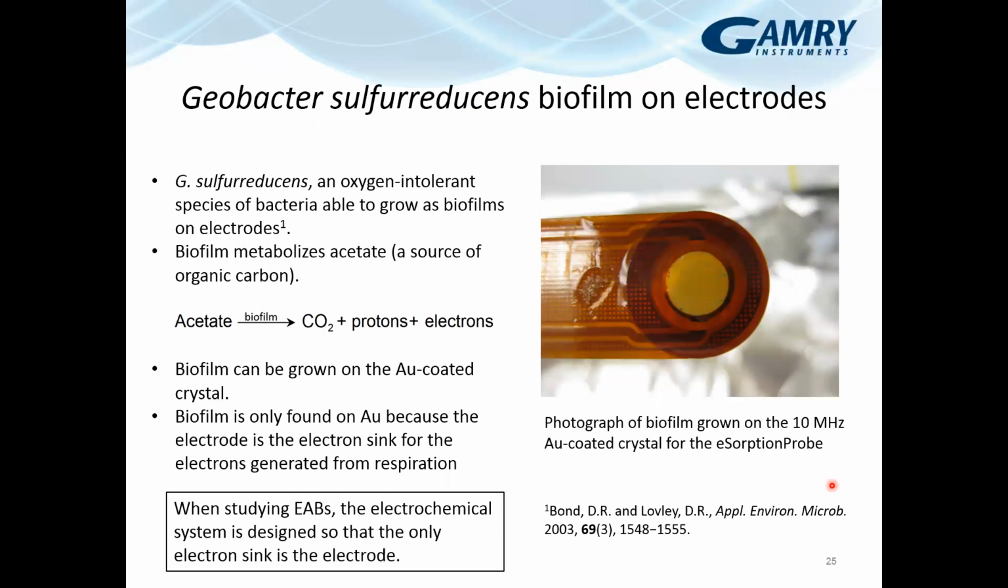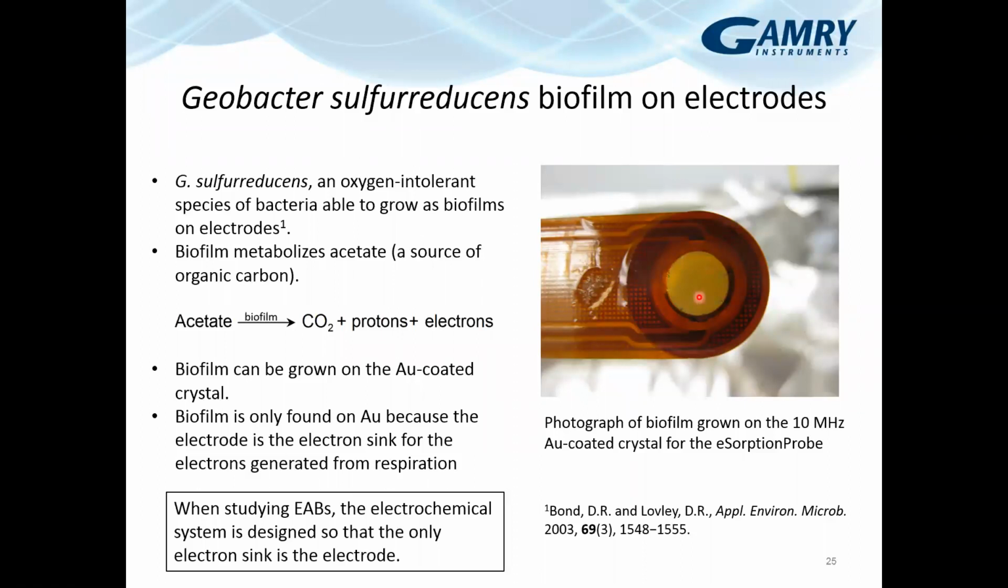These are biofilms on electrodes. They were found to grow on electrodes, and the first publication on this was back in 2003 by Daniel Bond. What Geobacter does, it's an anaerobe, and it will metabolize acetate and produce generally carbon dioxide, protons and electrons, and ultimately it can use an electrode as the terminal electron acceptor. When you grow this biofilm in an EQCM system, and here's the image, you will see that most of the biofilm, this pink hue here, is formed on the gold itself.